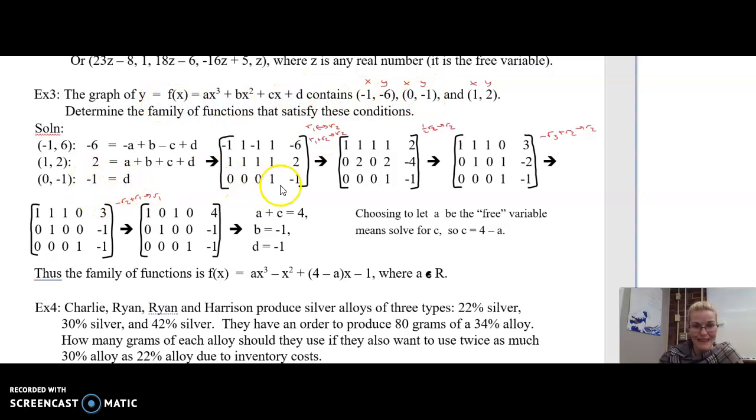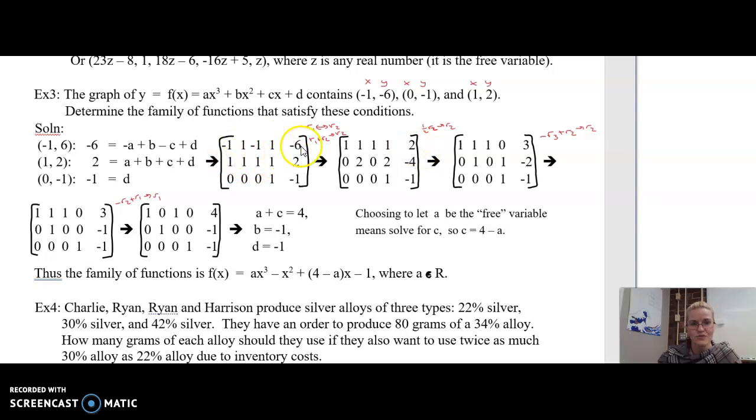So I'm going to put that in my last row of my augmented matrix. And then 1, 2, if I plug 1 in for x, well, that's just a plus b plus c plus d equals 2. So what you can see, I took those points, gave myself equations in a, b, c, and d, and put them in an augmented matrix. From here to here, first I just swapped rows 1 and 2. So my 1, 1, 1, 2 is up at the top.